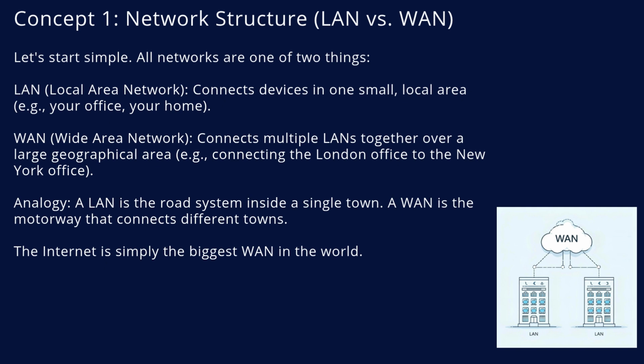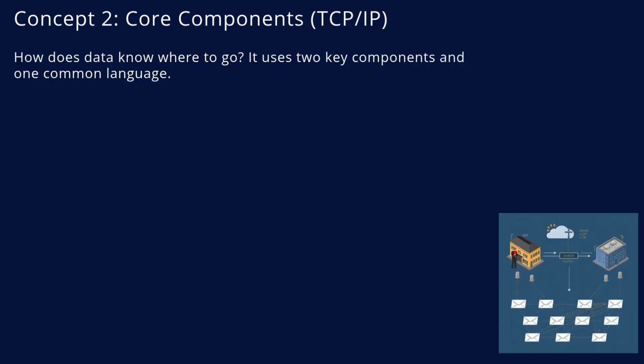The WAN is the motorway system that connects all the different towns. And the internet? It's just the largest, most public WAN in the world. So, we have our network of roads. Now, how does the data actually move around and get to the right place? It uses key components for direction and a common language to communicate.